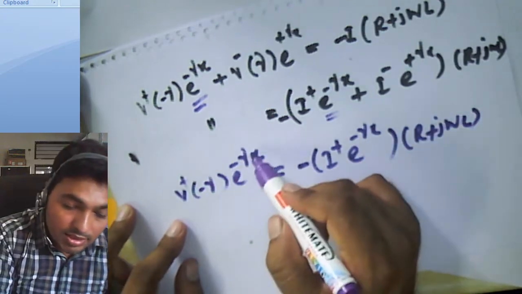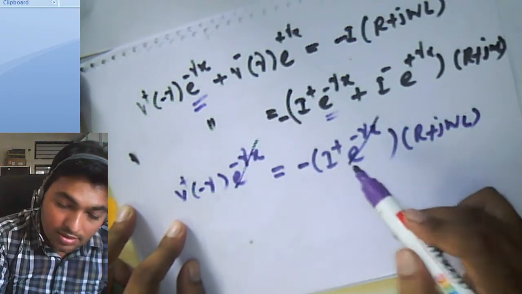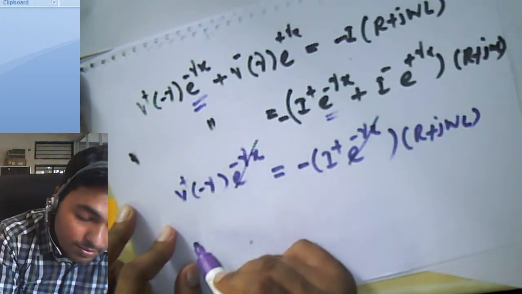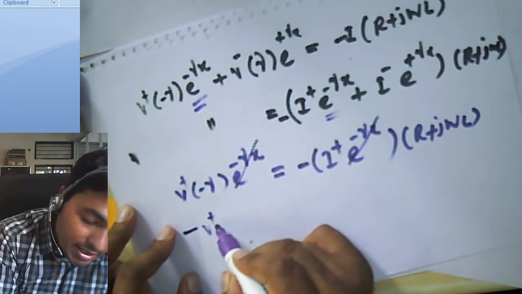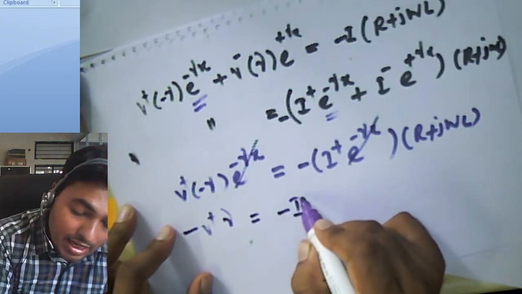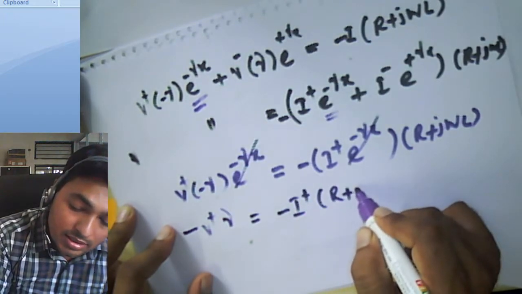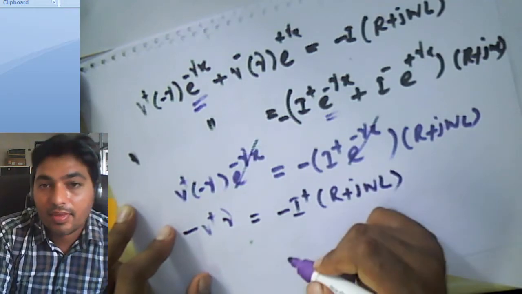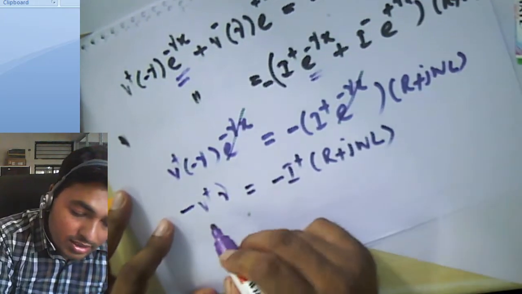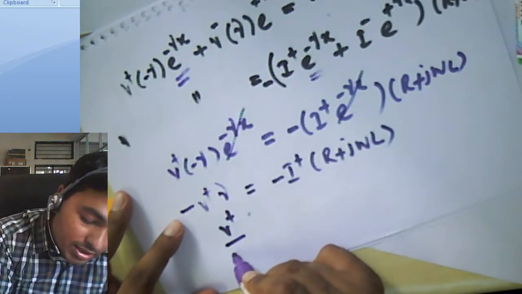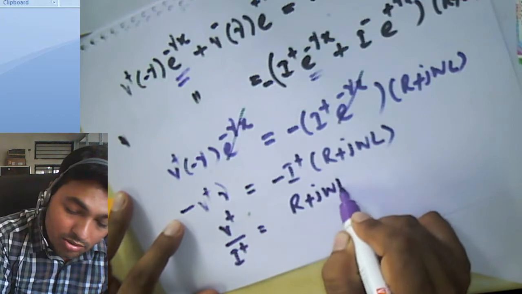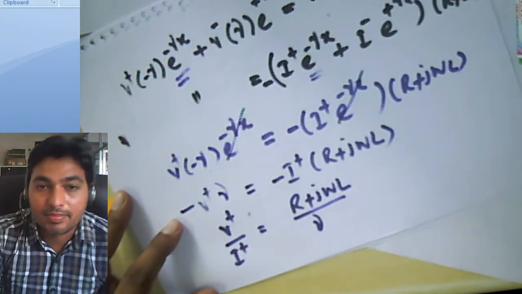So from this we'll cancel this. So we'll have this v plus, and this will be negative v plus into gamma, and here we'll have minus I plus r plus j omega l. Now this minus minus will get cancelled. So we'll generalize this. This will be equal to v plus divided by I plus, and this will be equal to r plus j omega l divided by gamma.